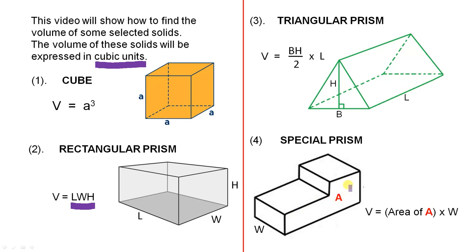For the special prism, to find this volume, you find the area of A, that is this face here, and you multiply it by W. And one way you could find the area of this face is just divide it into two separate rectangles, find the area of each rectangle, add them together, and multiply by that W. And again we have cubic units.